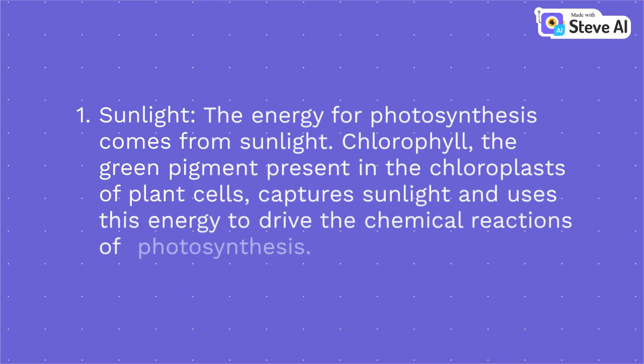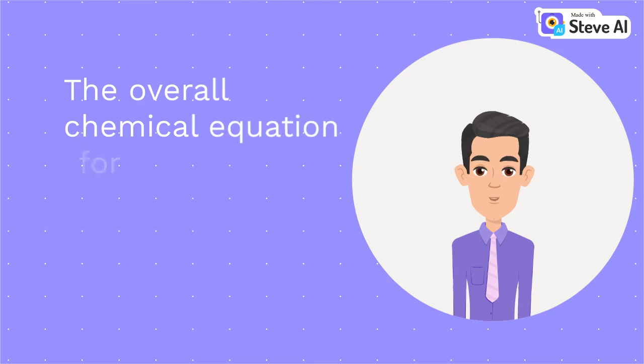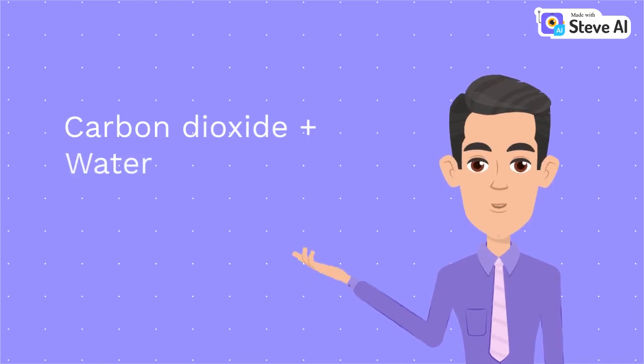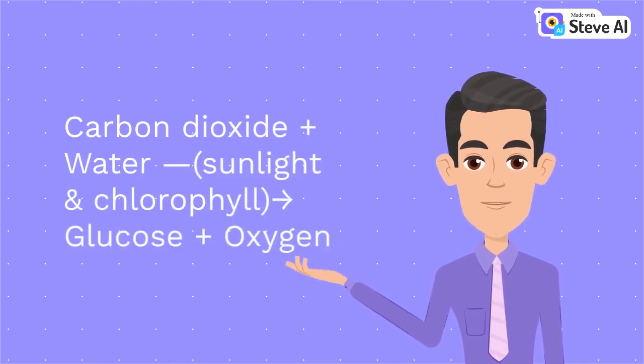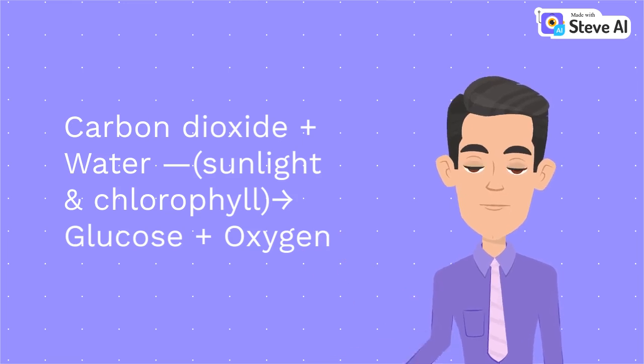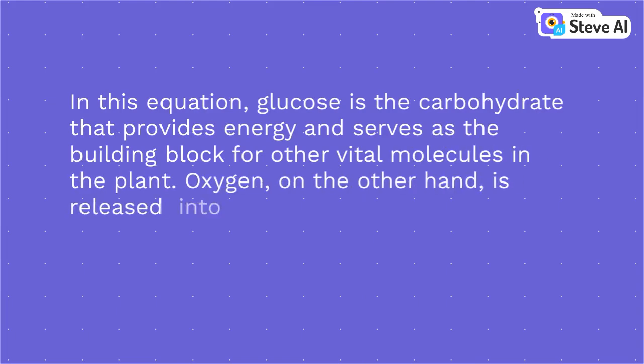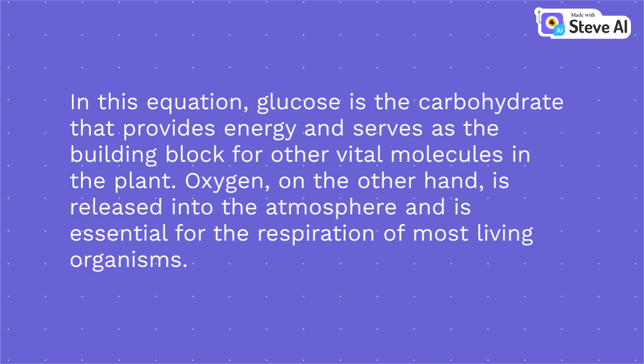Chlorophyll, the green pigment present in the chloroplasts of plant cells, captures sunlight and uses this energy to drive the chemical reactions of photosynthesis. The overall chemical equation for photosynthesis can be summarized as carbon dioxide plus water, sunlight and chlorophyll, glucose plus oxygen. In this equation, glucose is the carbohydrate that provides energy and serves as the building block for other vital molecules in the plant. Oxygen, on the other hand, is released into the atmosphere and is essential for the respiration of most living organisms.